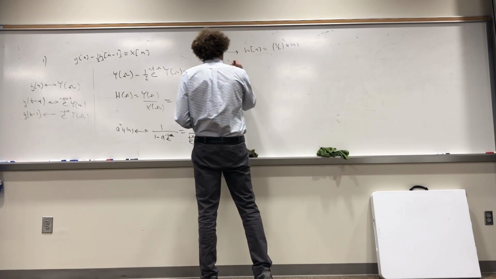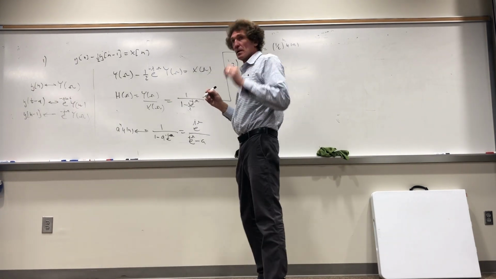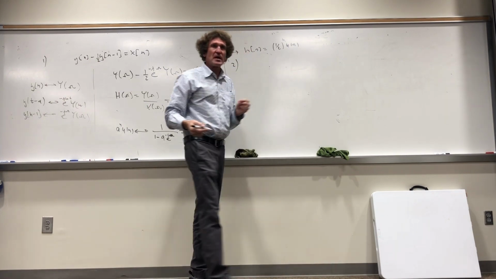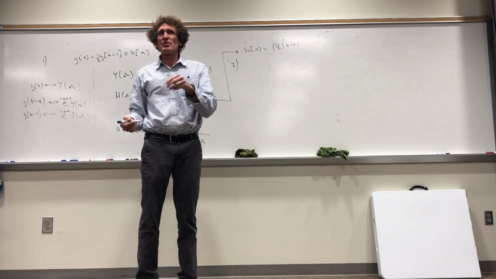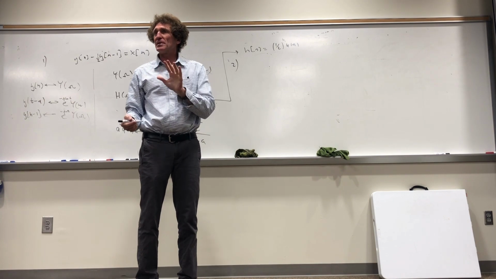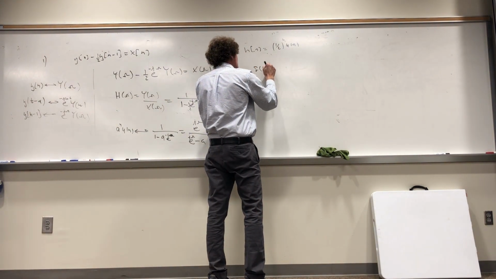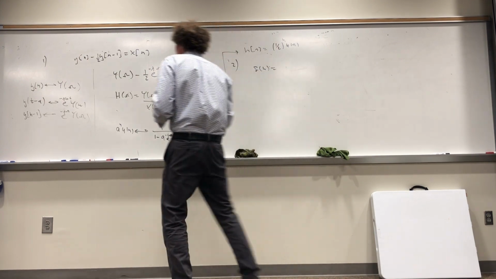Next problem, 2. What does it say? It's delta of n minus n naught. Delta, these are just things you should know. You shouldn't need a table. You shouldn't even have to think about this. When I ask for delta of n, let me put this up here.